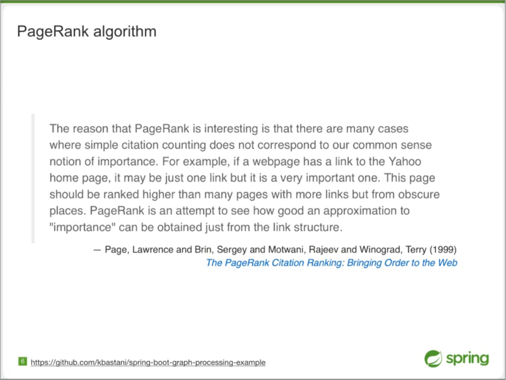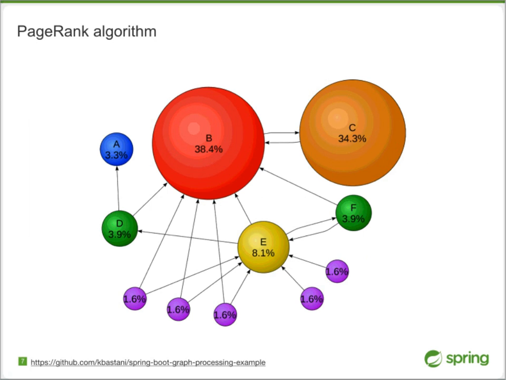And the quote reads, "The reason that PageRank is interesting is that there are many cases where simple citation counting does not correspond to our common sense notion of importance. For example, if a web page has a link to the Yahoo homepage, it may be just one link, but it's a very important one. This page should be ranked higher than many pages with more links, but from obscure places. PageRank is an attempt to see how good an approximation to importance can be obtained just from the link structure."